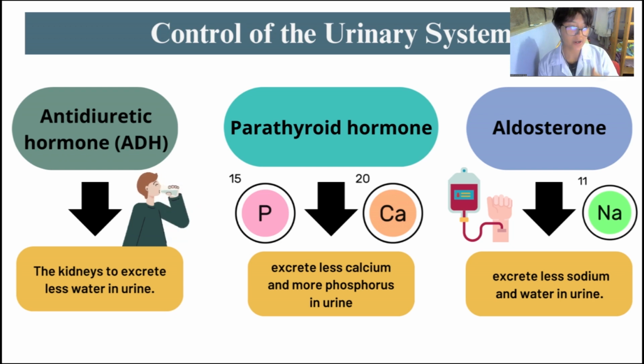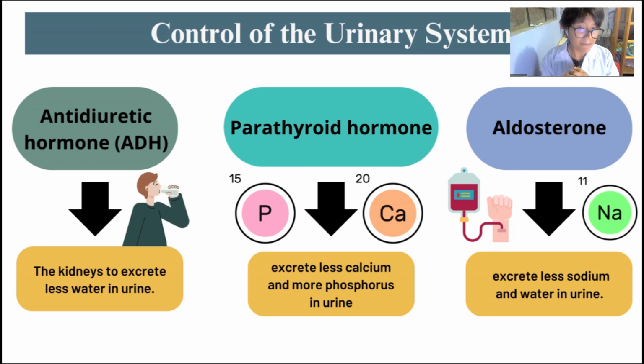The first, antidiuretic hormone, ADH, also called vasopressin, is secreted by the posterior pituitary gland. One of its main roles is conserving the blood water. It is released when the body is dehydrated, and it causes the kidneys to excrete less water in the urine.